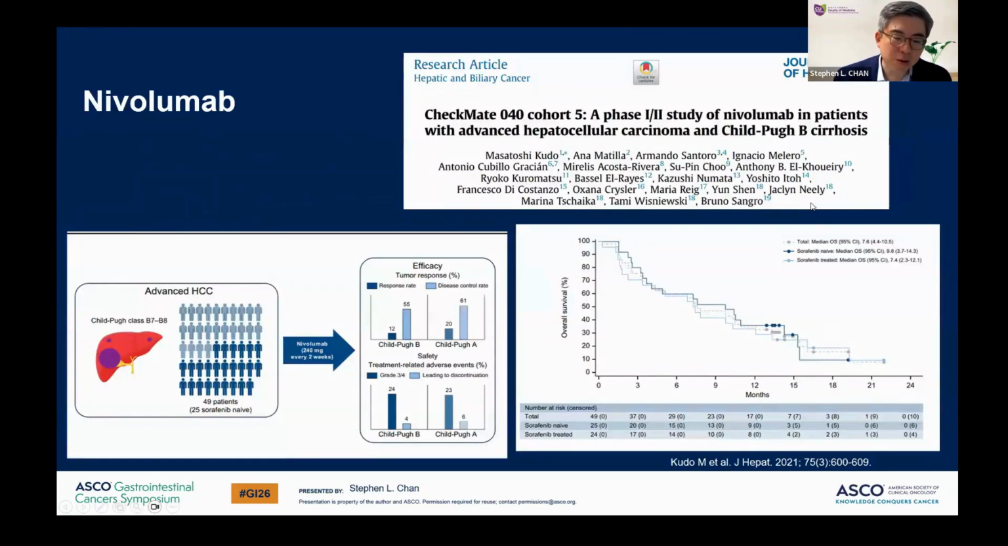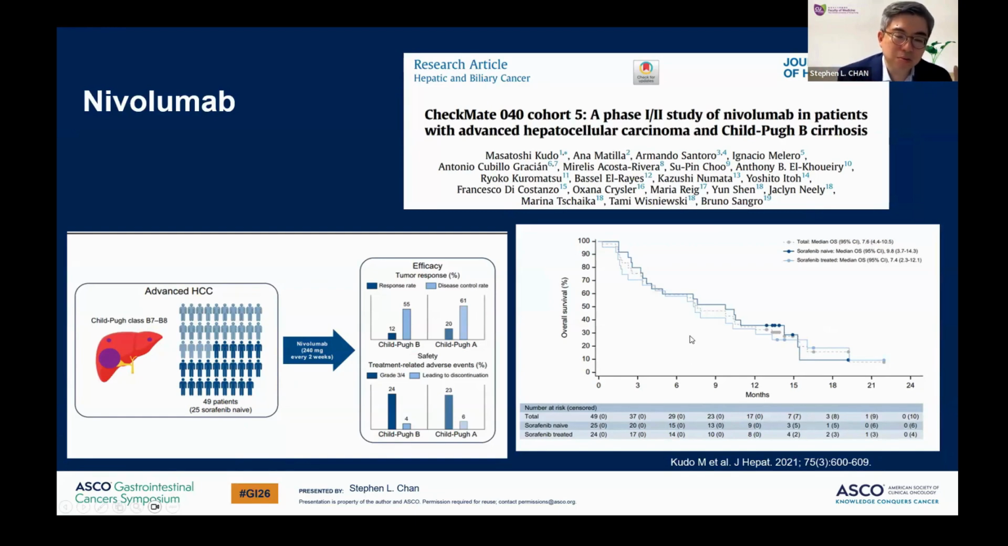I think the first one, probably some of you are quite familiar with, which the data has been here for like 4 years or 5 years already. It comes from cohort 5 of CheckMate 040. Initially, after they tested efficacy in the Child-Pugh A patients, they also tested the single agent nivolumab in patients with Child-Pugh B7 or 8. Number is not a lot, 49 patients, of which 25 were naive to sorafenib.